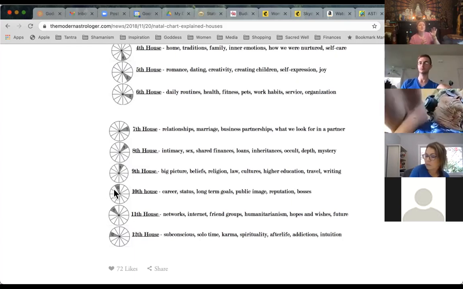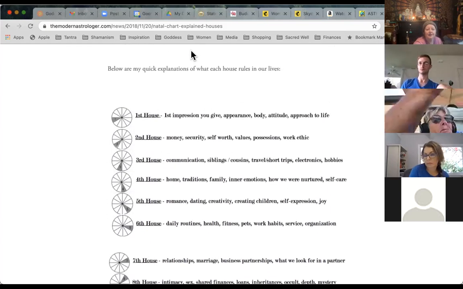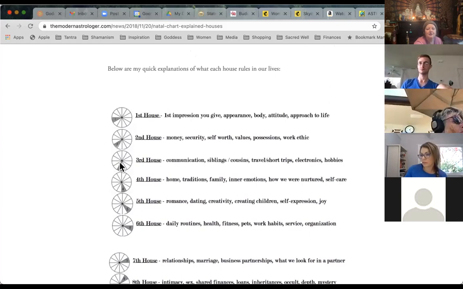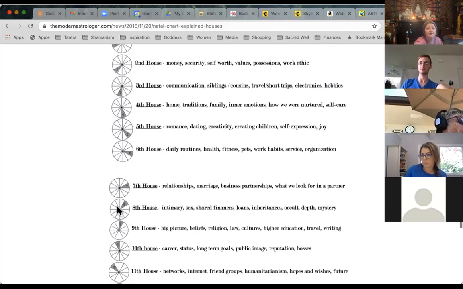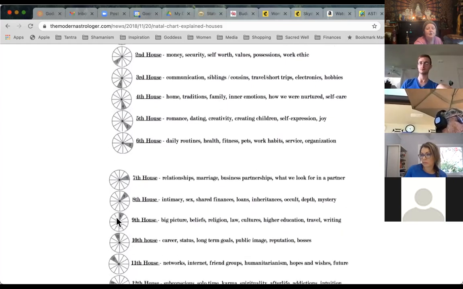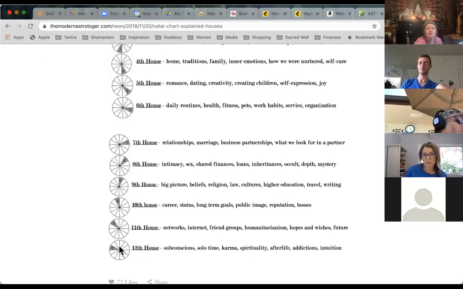Let's see, if the first house is Aquarius, then where's Pisces? Let me just look at it really quickly. Aries, Taurus, Gemini, Cancer, Leo, Virgo, Libra, Scorpio, Capricorn. I missed one. Libra, Scorpio.